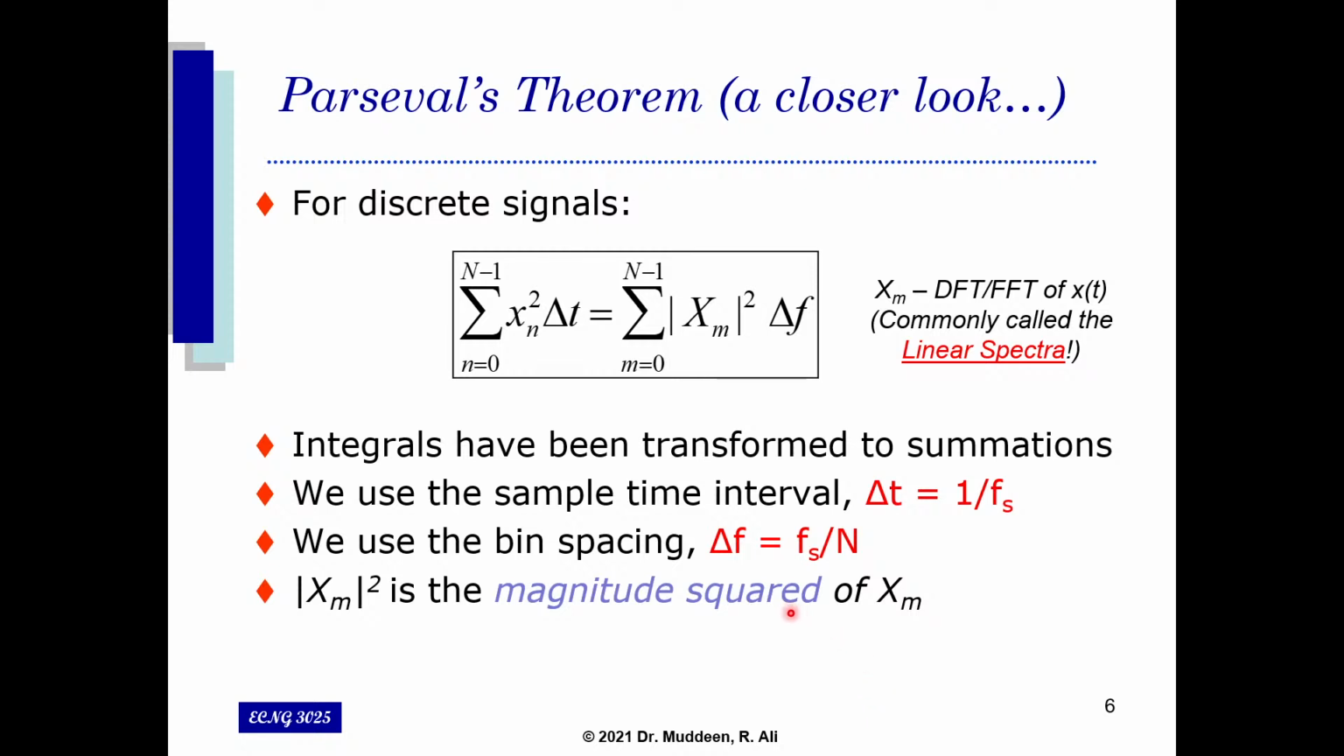So the general transformation, moving from continuous time to discrete time, is that all integrals become summations. Instead of the sample time interval being delta t, this is now the bin spacing, delta f. Delta t was 1 divided by the sampling frequency. The bin spacing is the sampling frequency divided by N, the number of samples that we had. And X of m squared is just the magnitude squared of X of m, where X of m is the frequency content of the signal.